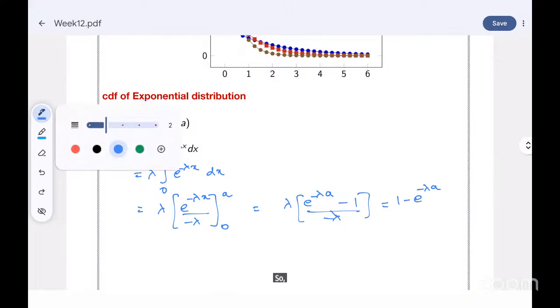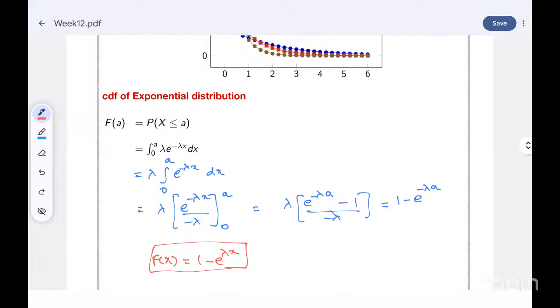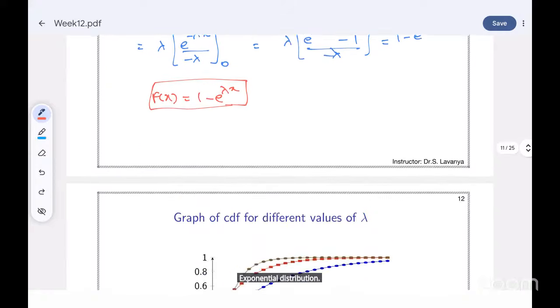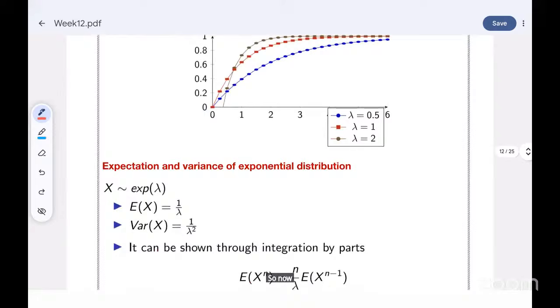So this is F of a. So if this is F of a, then what should be F of x? 1 minus e power minus lambda x. Okay, fine. So this is the cumulative distribution function of the exponential distribution. Okay, so here is the graph. All right. So now we have to find the expectation and variance.